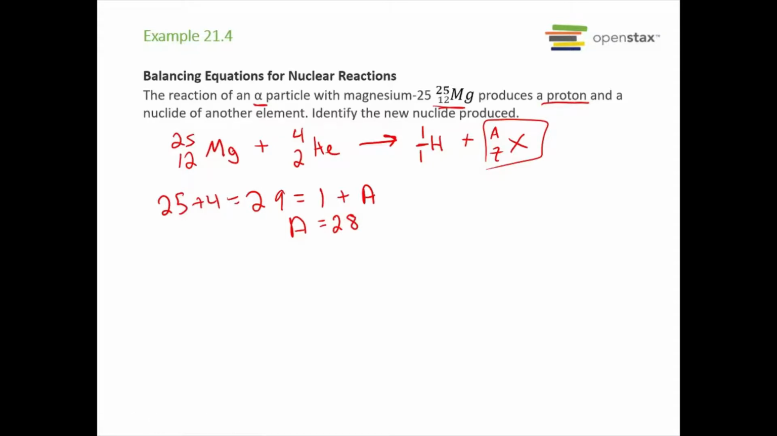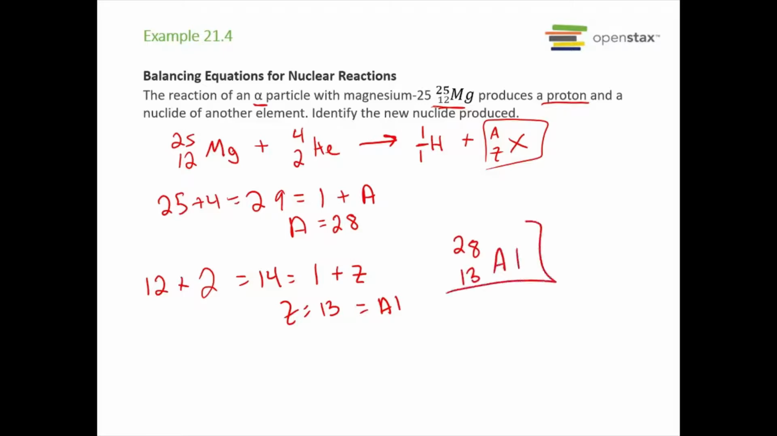So now we know A, and then we also know that our charges have to be balanced on each side. And so the magnesium, that 12, that's the protons, that's our charge for the magnesium. So we have 12 plus 2 from the helium. So that's 14, so that needs to equal 1 plus Z. So then Z must equal 13. So that means our nuclear charge of 13 is aluminum. So our product then is 28 13 Al.